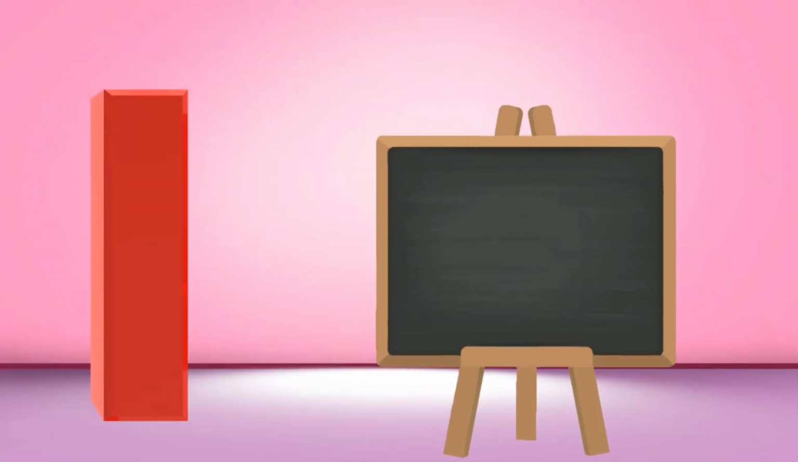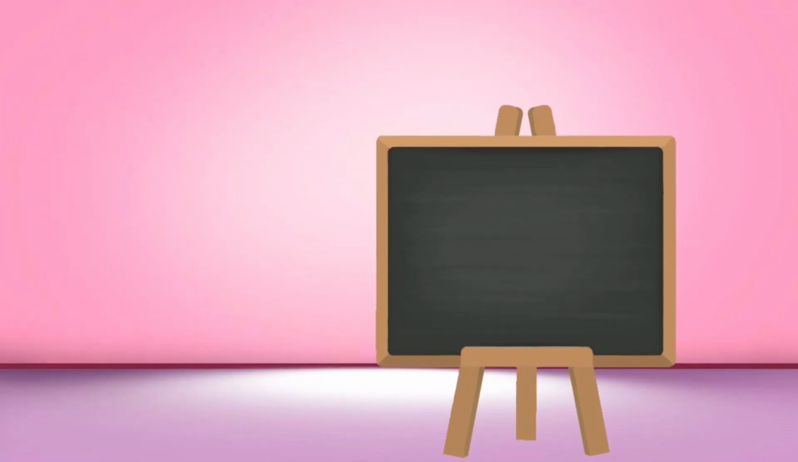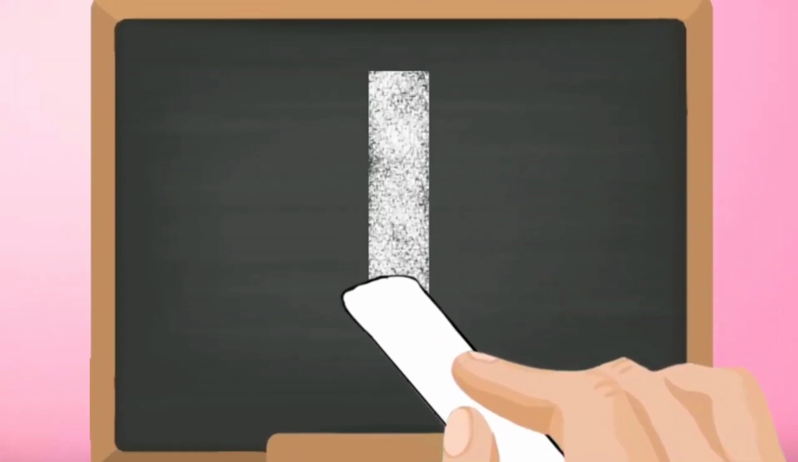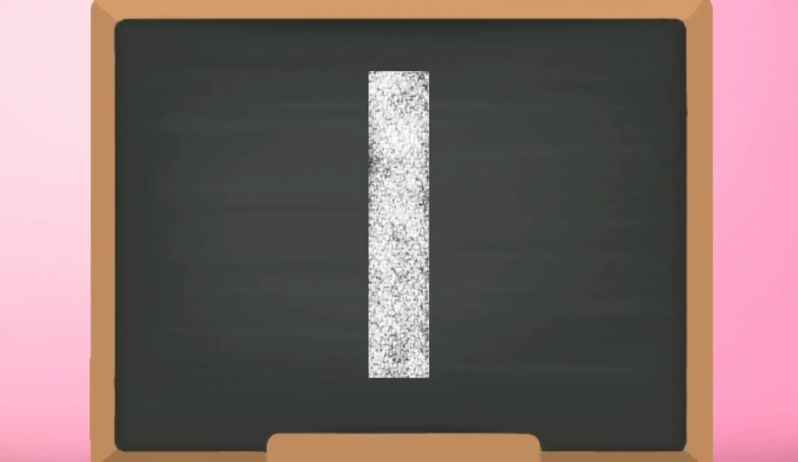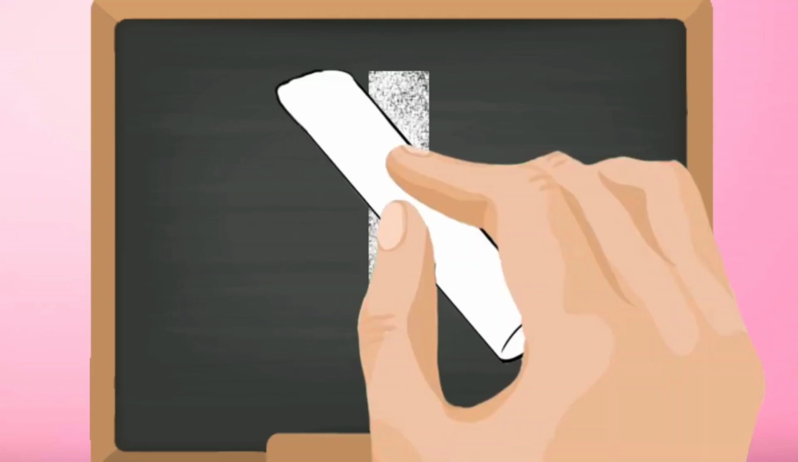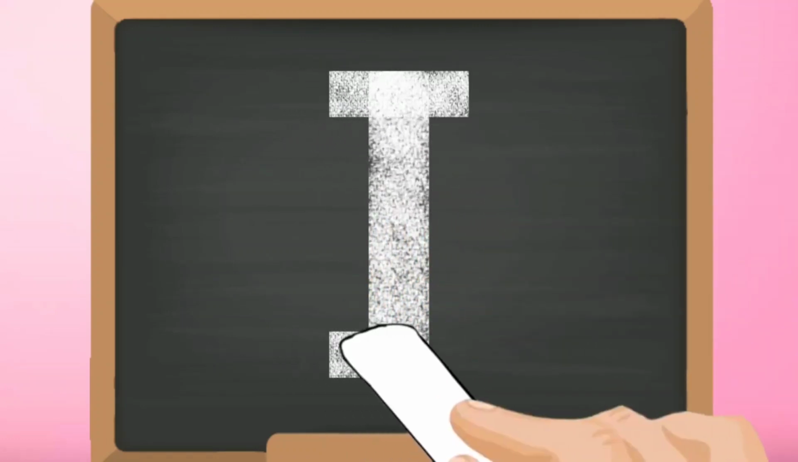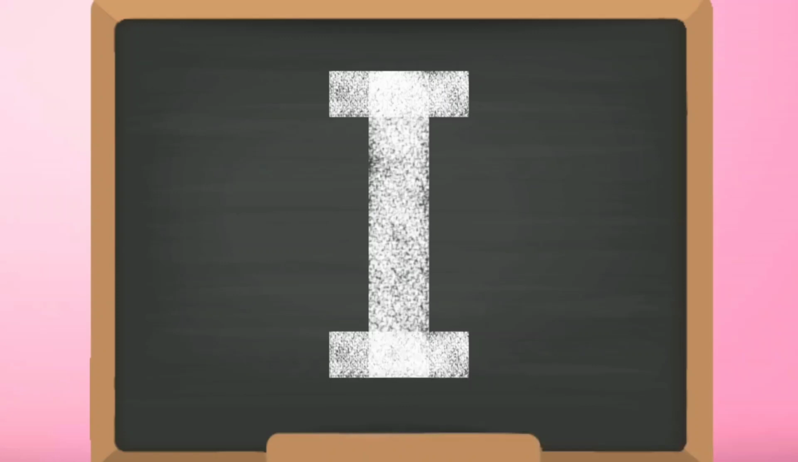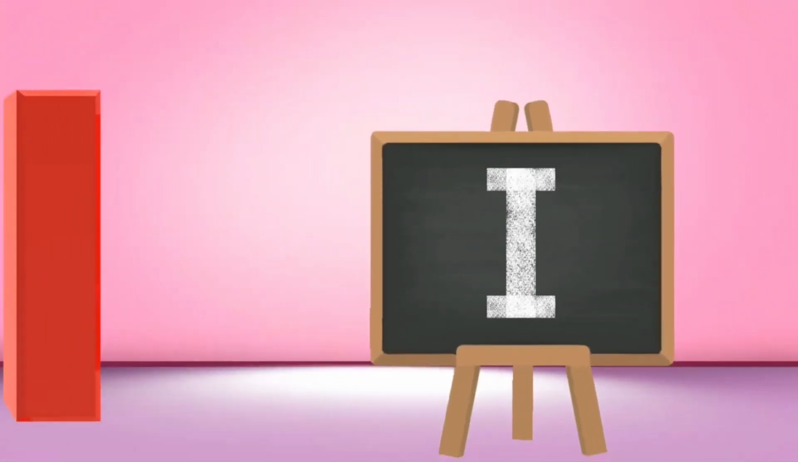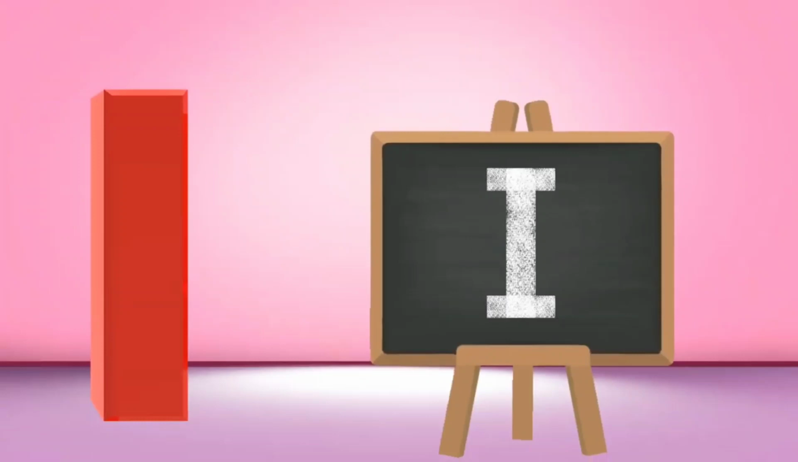I. Capital I. Start from the top and make one standing line down, then make two small sleeping lines, one at the top and another at the bottom. Capital I.